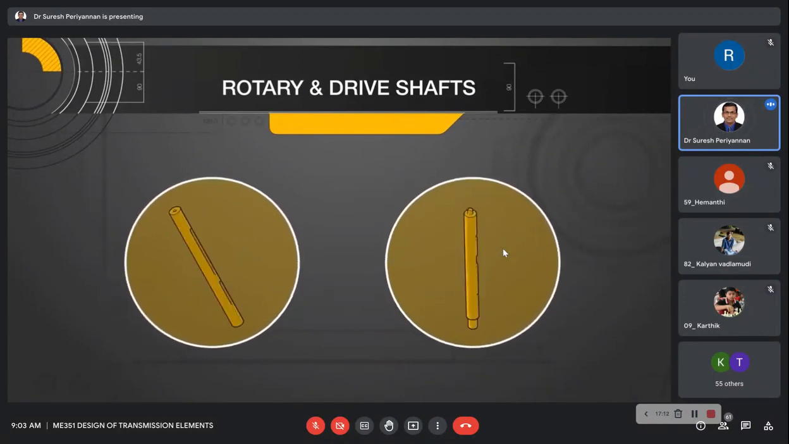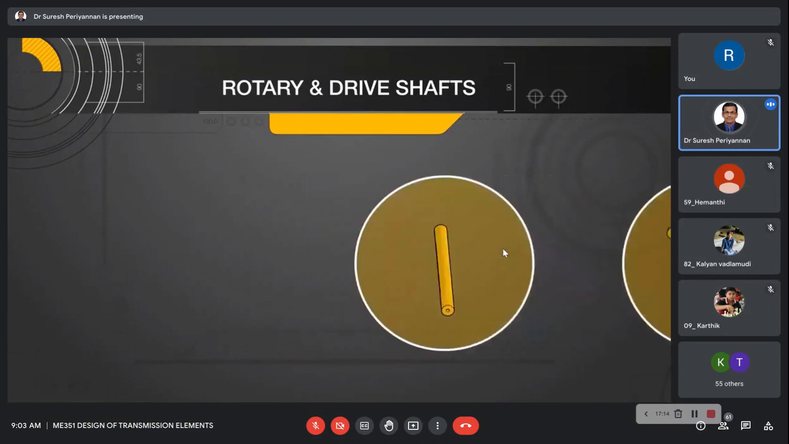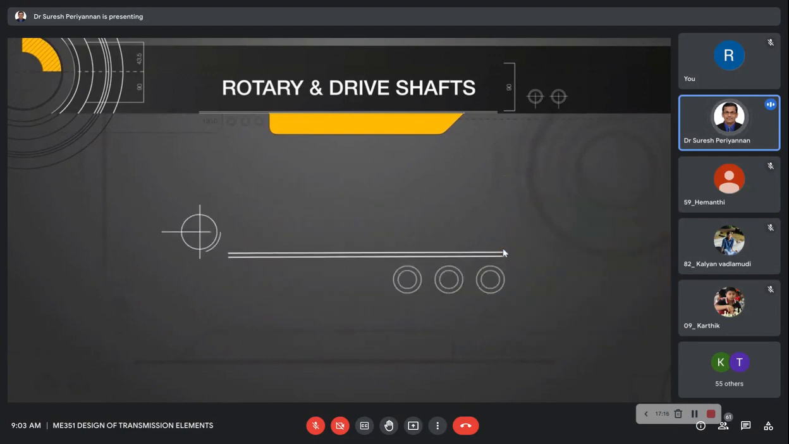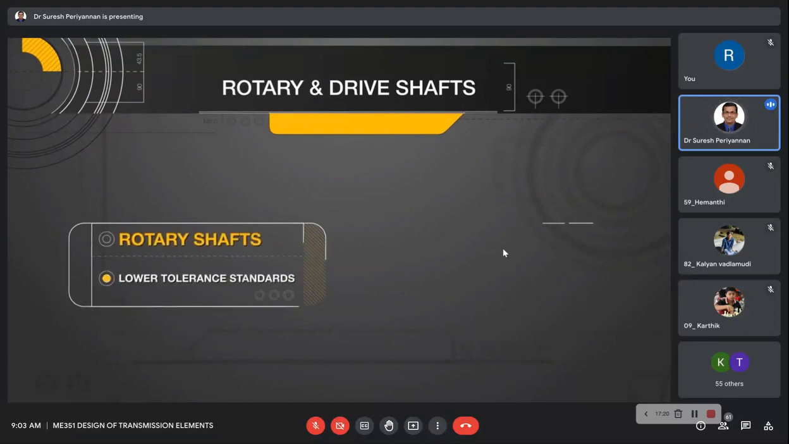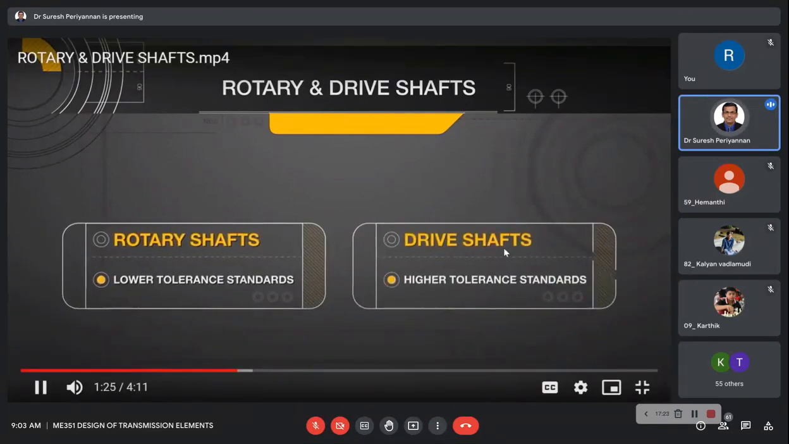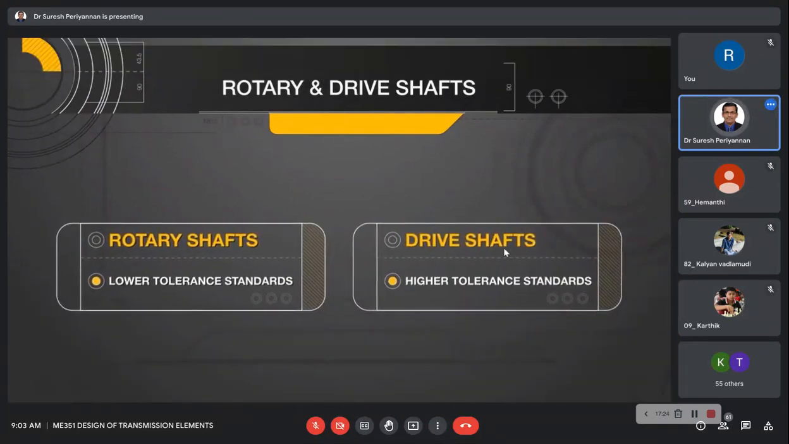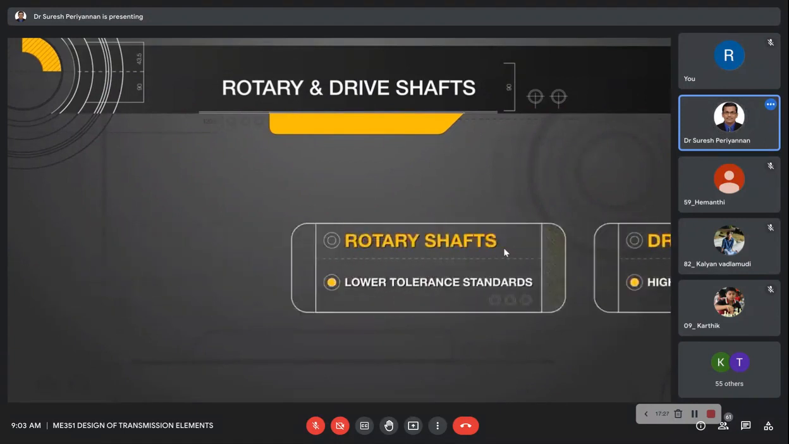But what's the difference between rotary and drive shafts? Let's take a look. The biggest difference between the two are the tolerances. Rotary shafts have lower tolerance standards, whereas drive shafts are high precision machined with higher tolerance standards.